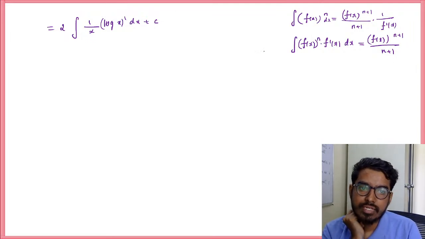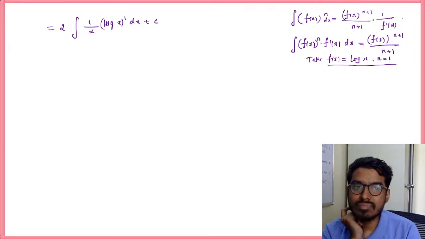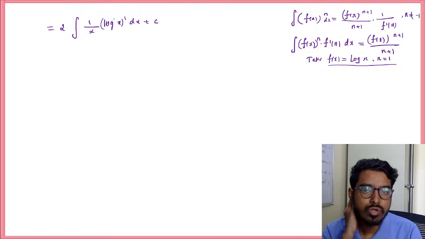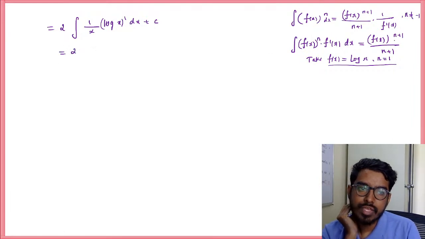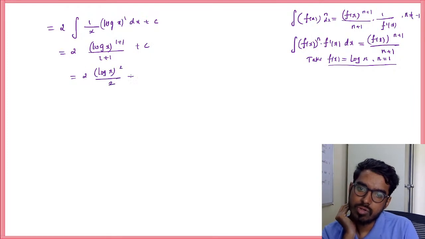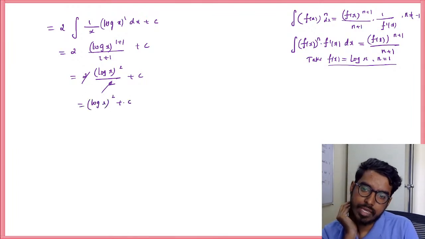Clear? So here n is 1. Just compare: if you take f of x to be equal to log x and n to be equal to 1, you will get this left hand side, nothing but 2 times log x whole power n plus 1 divided by n plus 1. Is it clear? So we will have 2 into log x whole square by 2 plus c. These two will get cancelled. So we have log x whole square plus c.